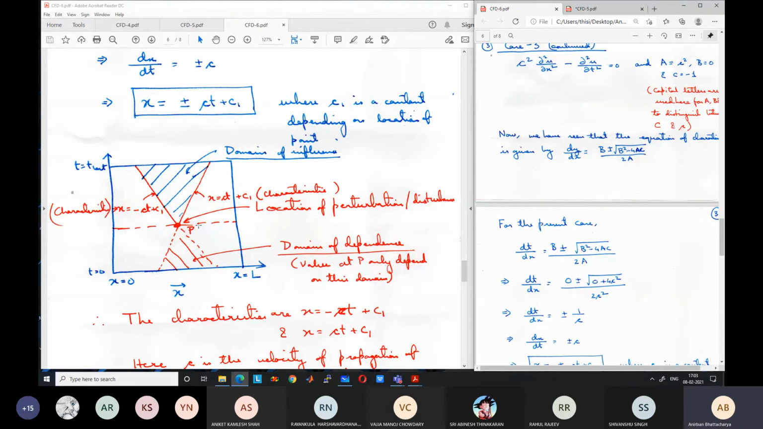Now what physically we mean is that if there is a disturbance, the disturbance is only felt within the cone that is bounded by these two lines. Within this triangle bounded by these two lines, the disturbance is felt. The disturbance is not felt everywhere in the domain, only in the region where the lines are bounding that region. Let me explain in more detail what is happening here.